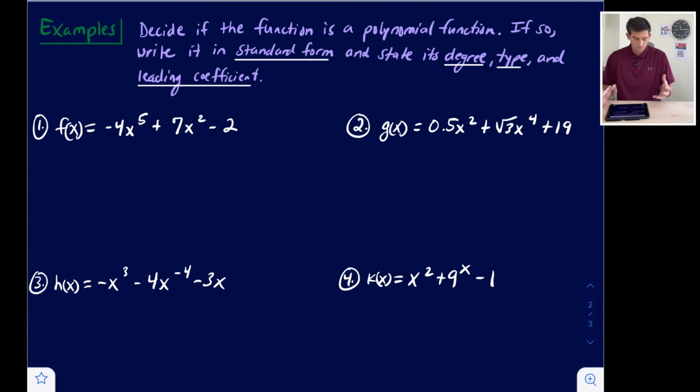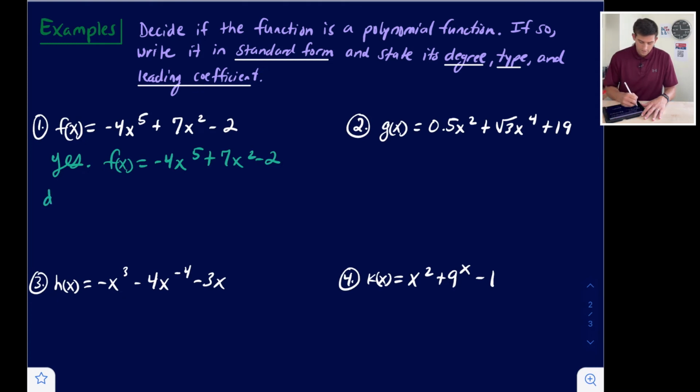Well, everything checks out. It looks good. Our coefficients are real numbers. Our exponents are whole numbers. So we're going to say, yes, this is a polynomial function. And let's write it in standard form. Well, it's already in standard form, right? So we can just rewrite it. f of x equals negative 4x to the 5th plus 5x squared minus 2. That would be our standard form.